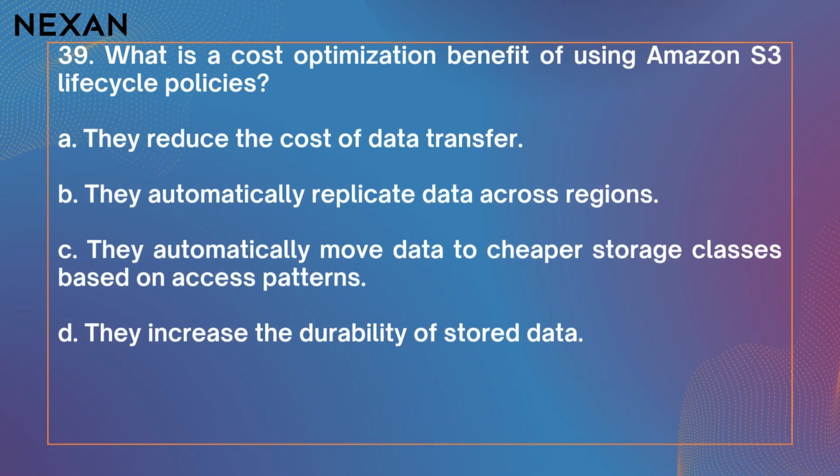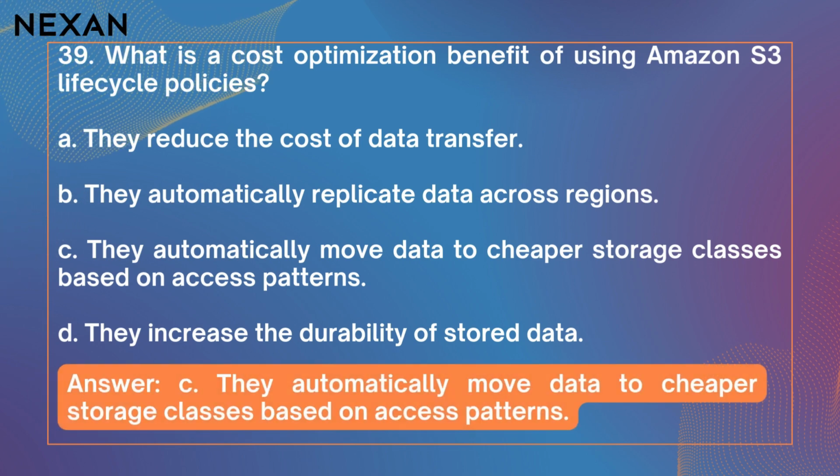39. What is a cost optimization benefit of using Amazon S3 lifecycle policies? A. They reduce the cost of data transfer. B. They automatically replicate data across regions. C. They automatically move data to cheaper storage classes based on access patterns. D. They increase the durability of stored data. Answer: C. They automatically move data to cheaper storage classes based on access patterns.